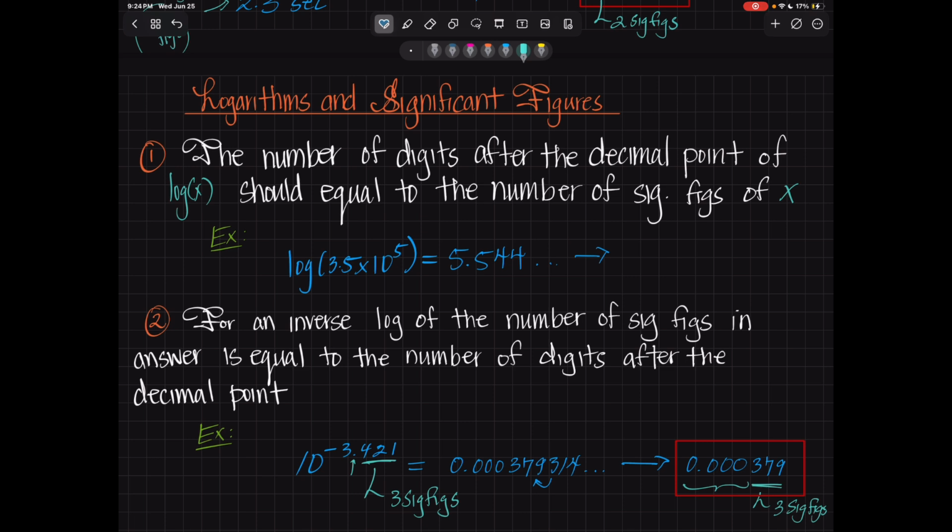So let's look at this. In this logarithm, we have 2 significant figures, right? So these 2 significant figures mean that after the decimal of this answer, you need two digits. This is how that's going to work. You're going to take your 5.544 and force it to have two decimal places, so it would be 5.54. This is where your two decimal places come into play, and this puts it at proper significant figures.